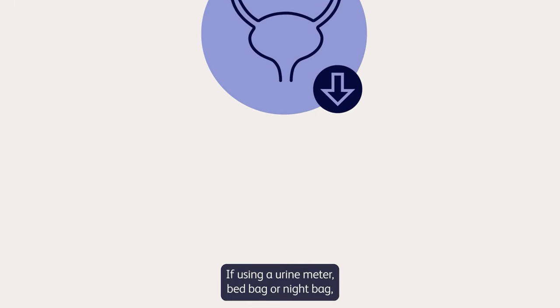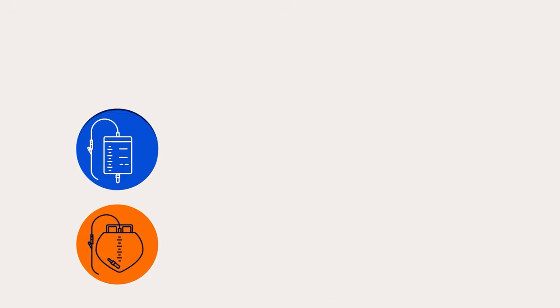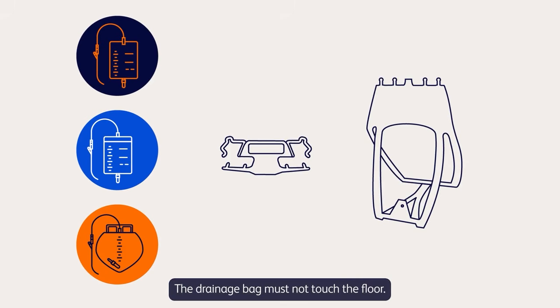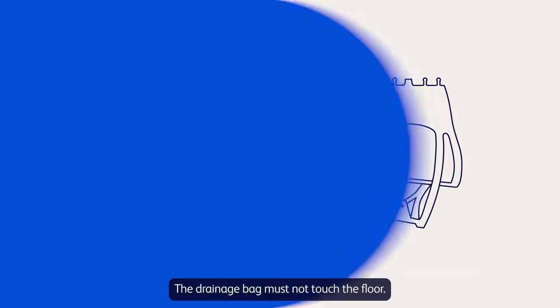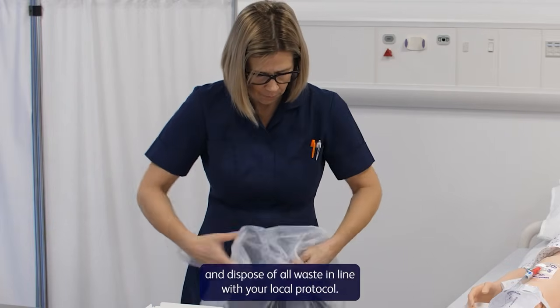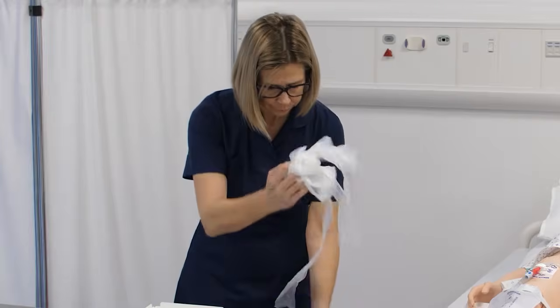If using a urine meter, bed bag or night bag, the bag should be attached to a floor stand or bed hanger. The drainage bag must not touch the floor. You can now remove your apron and gloves and dispose of all waste in line with your local protocol.